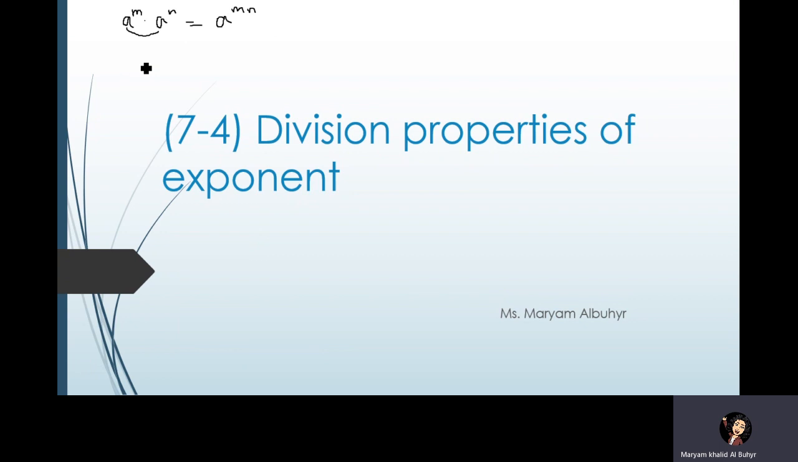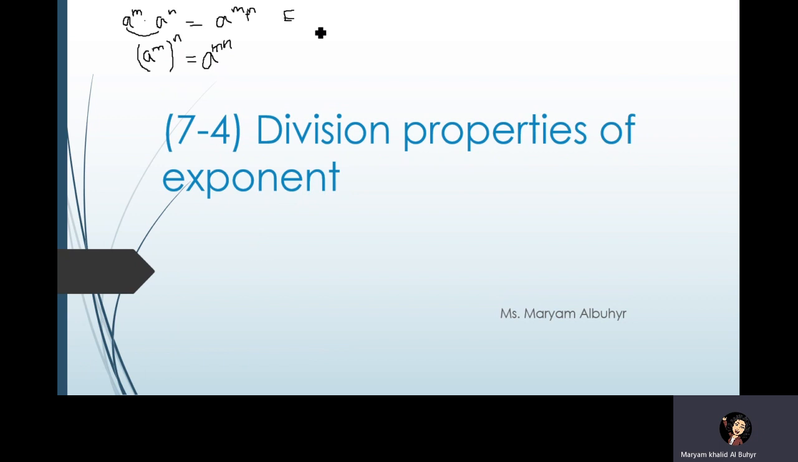Also, we learned if we have, for example, a to the power m, a power raised to another power, all this to the power n, you are going to multiply these powers. So that will be a to the power m times n. So this is multiplication, not plus, sorry. This is mn.